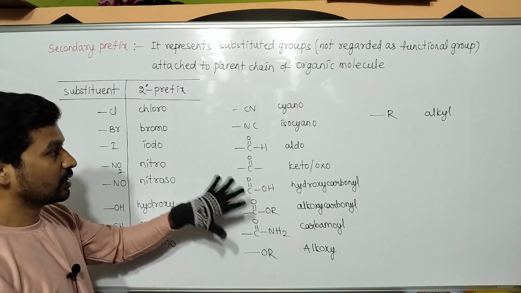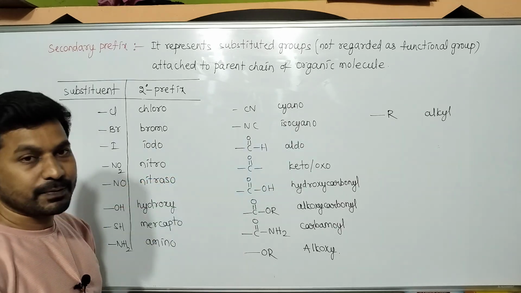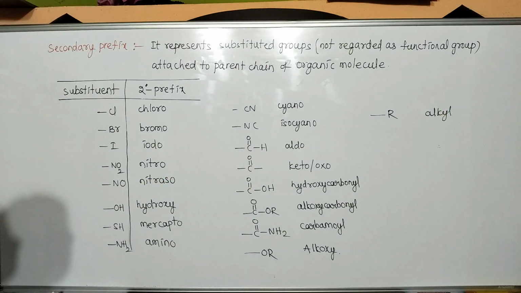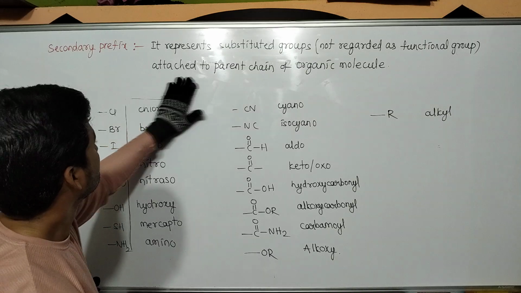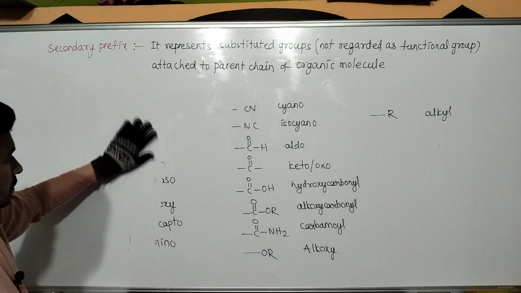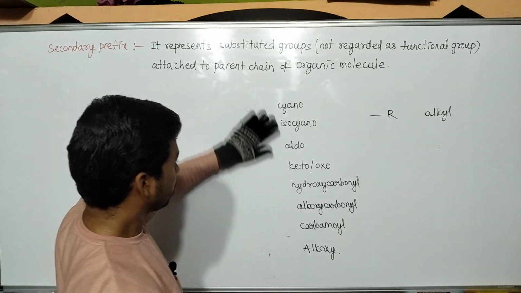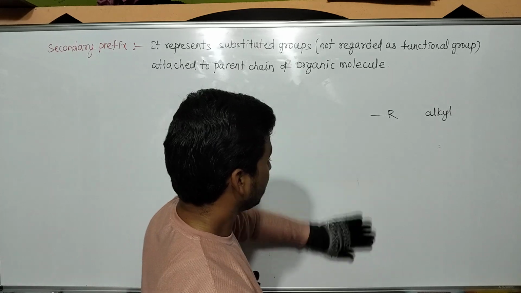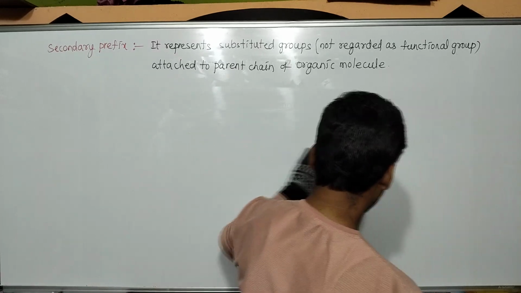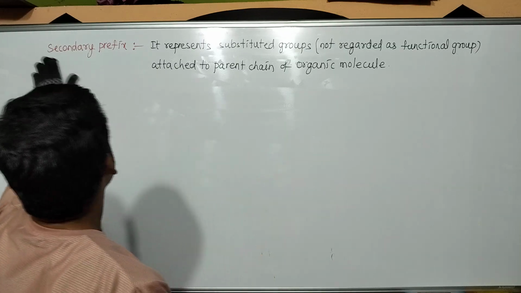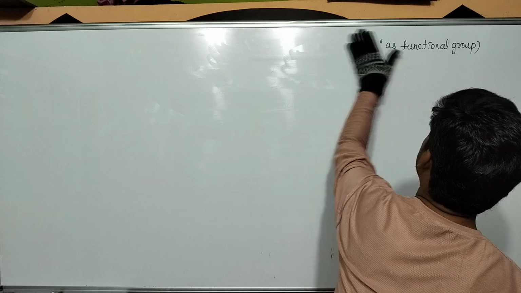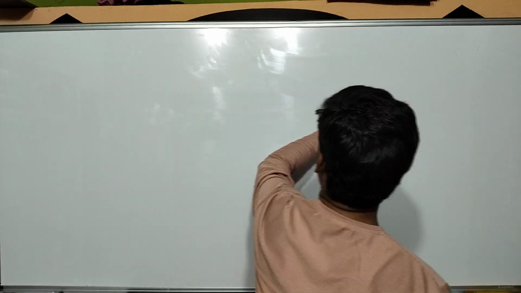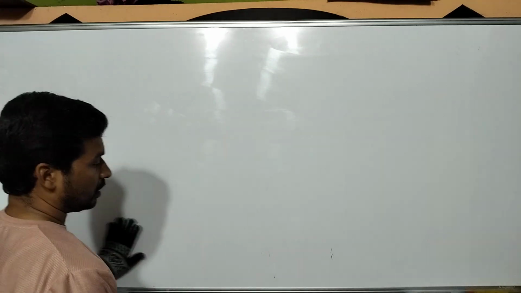After writing this, I will explain types of alkyl groups. So take a screenshot. All these are different substituents and the suitable secondary prefixes we use while writing the IUPAC name. Next is types of alkyl groups. Alkyl groups are substituents which are derived from alkanes.